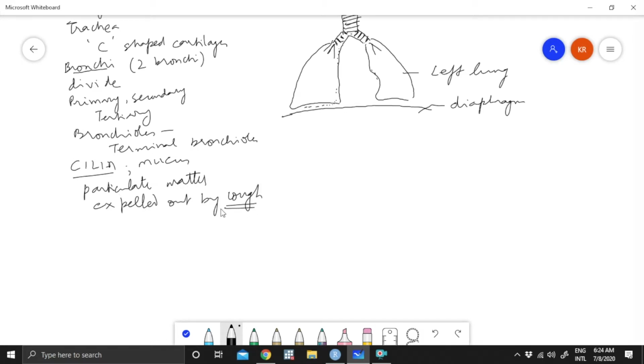So this is the natural reaction of the body to throw out whatever particles have entered inside, and there is presence of cilia in the trachea, in the bronchi, and in all the bronchi excepting the terminal bronchioles. Excepting the terminal bronchioles, cilia and mucus are produced everywhere in large amount. The cilia help to drive out particulate matter along with the mucus which is generated.